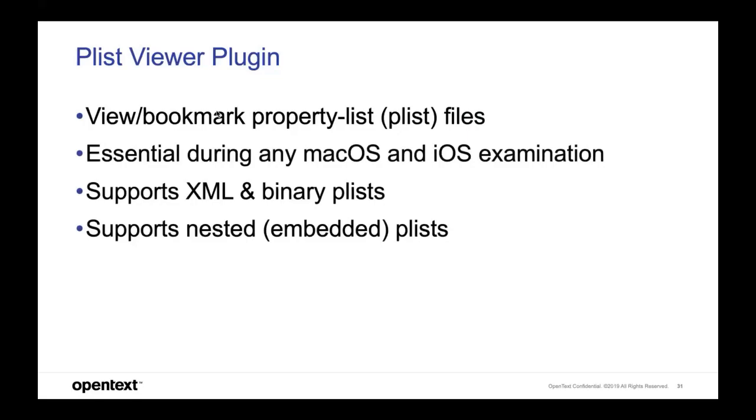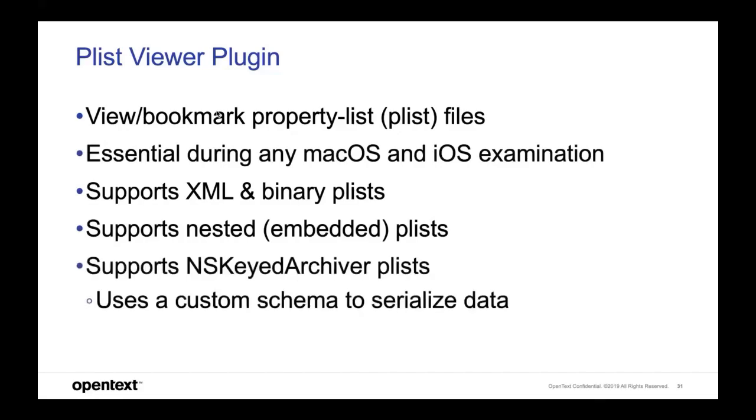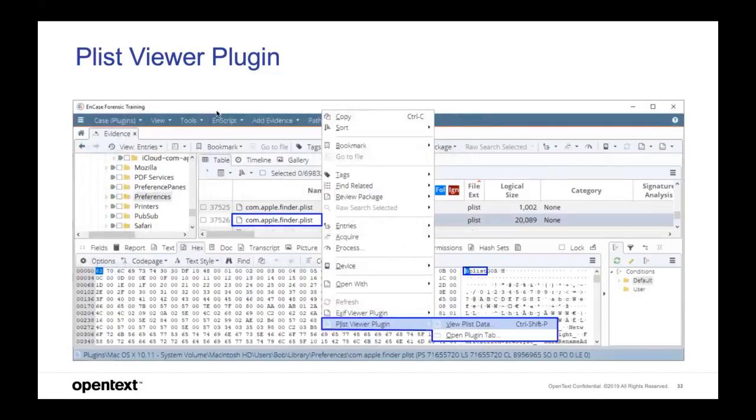The Plist Viewer plugin is also capable of interpreting the NS-keyed archiver property list schema used to serialize data. iChat message files are an example of this type of plist. Just like the Exif Viewer plugin, once installed, the Plist Viewer plugin is invoked using a context menu option, which we can see here. In this case, it's being used to view a plist file containing user settings for the macOS Finder program, which is the equivalent to Windows Explorer. Let's have a look at the output.